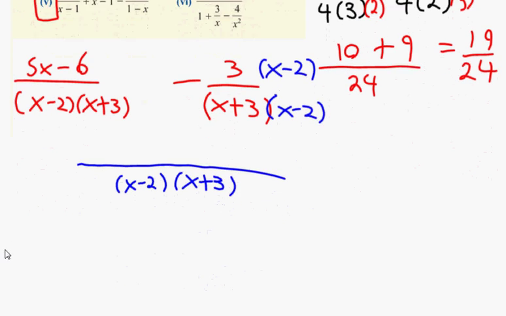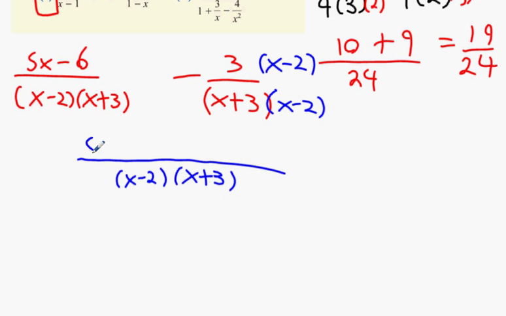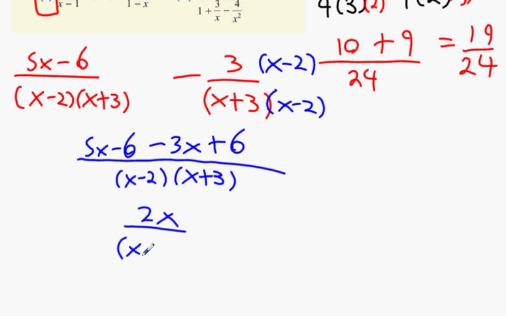Okay, and then on the top you have 5x minus 6 minus 3 by x minus 2, minus 3x plus 6. And then after that, 2x, just 2x over x minus 2 and x plus 3. Everybody happy with that? Yeah.